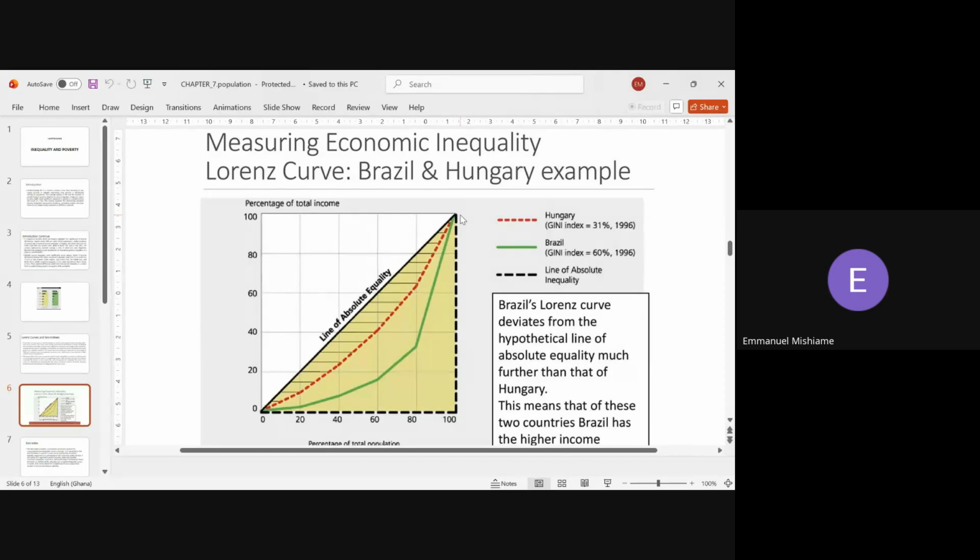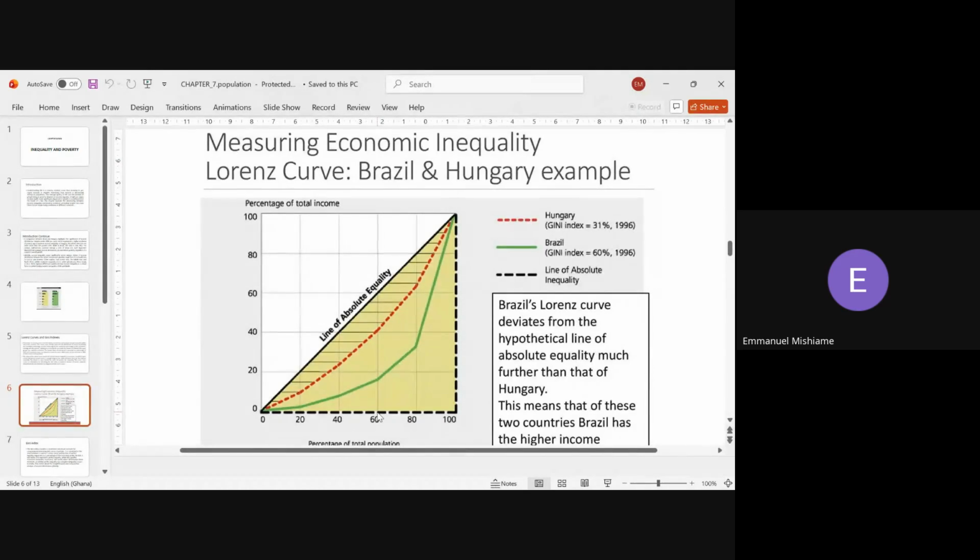Let's go into Hungary. Hungary is showing something very significant. The poorest 20% of their population are earning about 10% of the total income. When you plot it from this side to here, that should give you about 10%, which is moderate. When you move to the poorest 40% of the population, these people are earning around 23 or 24 percent of the total income of the country.